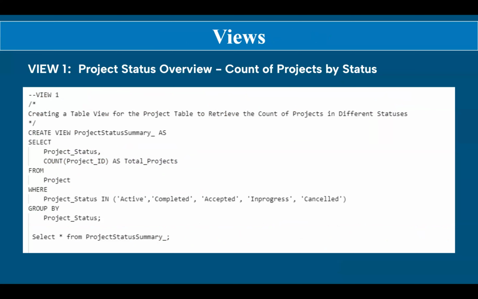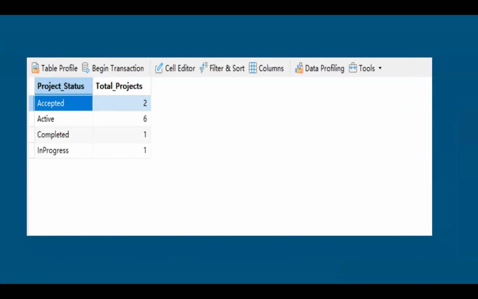Sure. So we have 3 views for this project. The first one is a view for project status. Basically, what it does is collect data from the project table and group it by status. Can we move to the next slide, please? As you can see, we can easily see the distribution of projects in different statuses in this view.